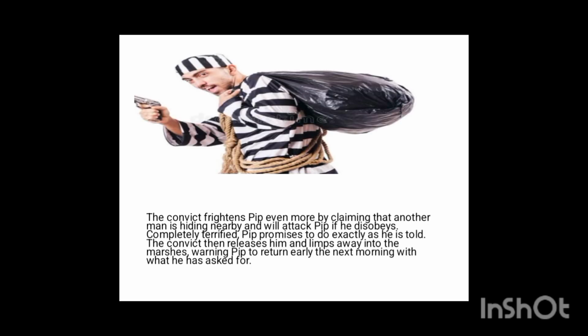The convict frightens Pip even more by claiming that another man is hiding nearby, and Pip will be attacked by him if he disobeys. Completely terrified, Pip promises to do exactly as he is told.